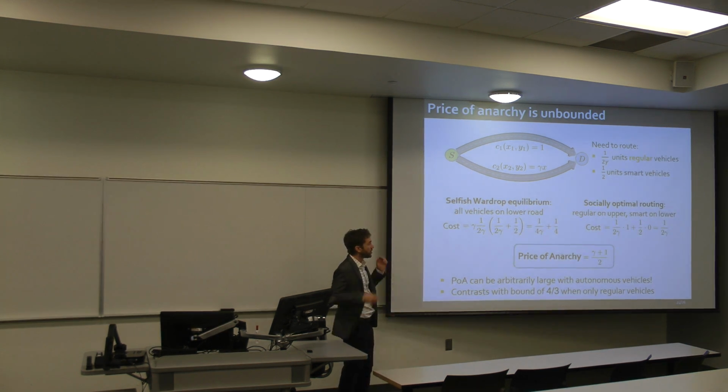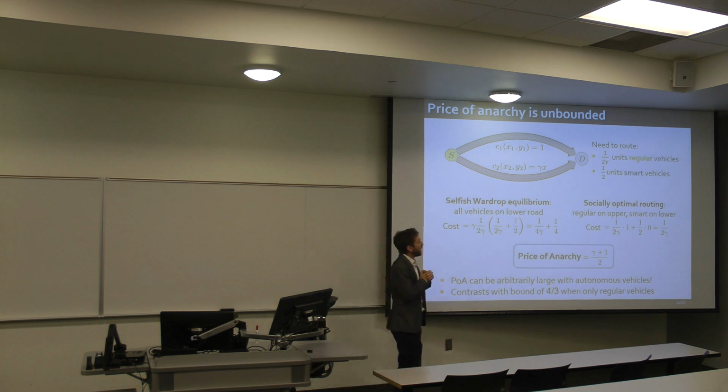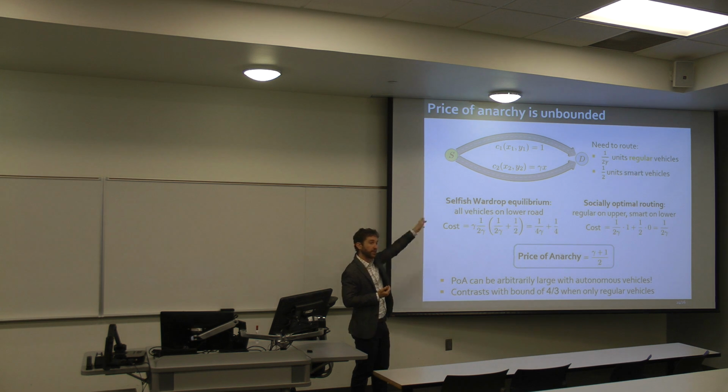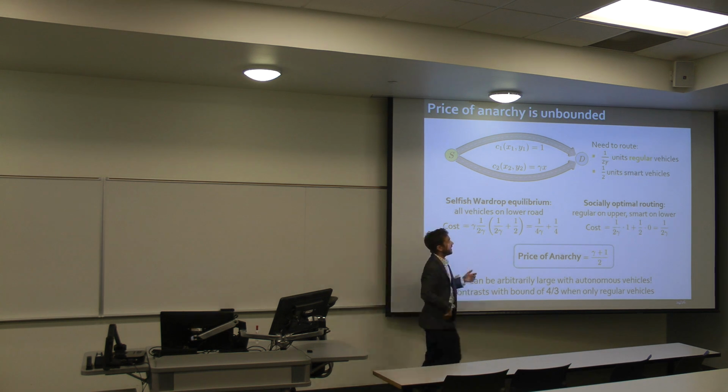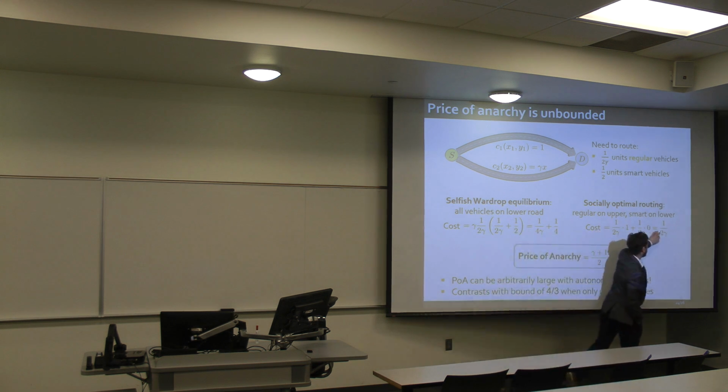But then if you think about it a little bit more and you set up the optimization problem, you can convince yourself that if you were the social planner, you would actually split the flow. You would put all the regular vehicles on the top. They would experience this cost of 1. And then you would put all the smart vehicles on the bottom road, because they can travel the bottom road now for free, because there's no regular vehicles on the bottom road. The cost of the bottom road becomes 0, and you've got a cost of 1/2 gamma.